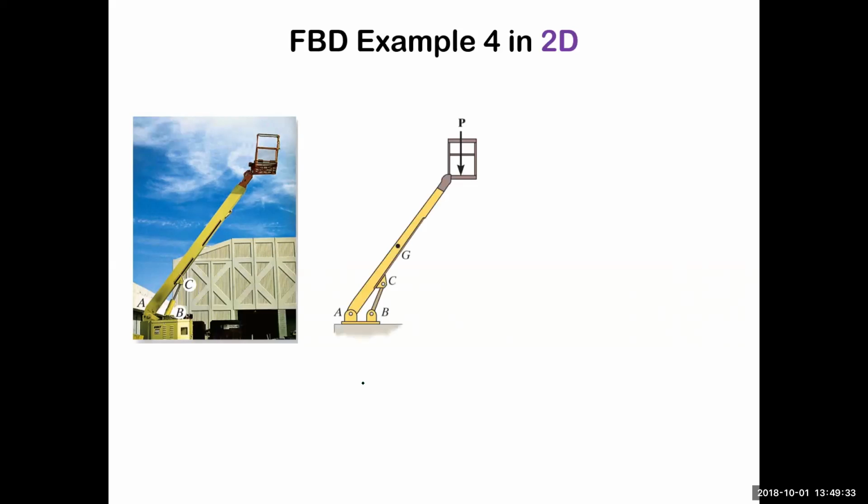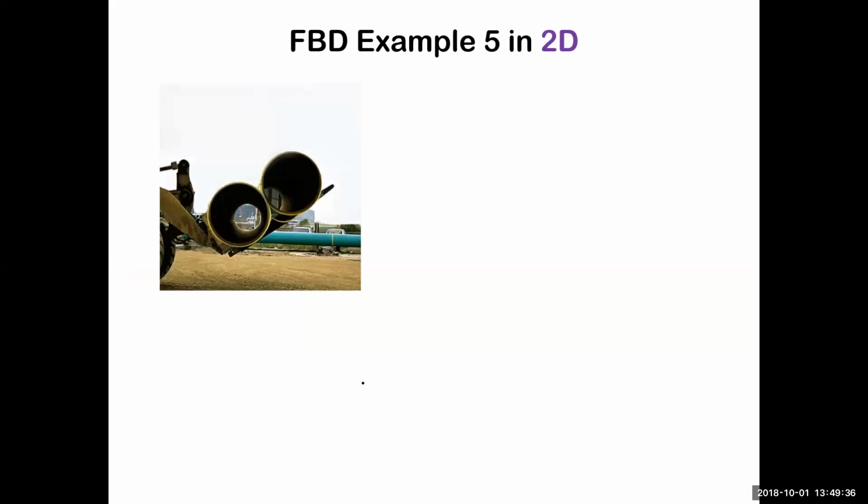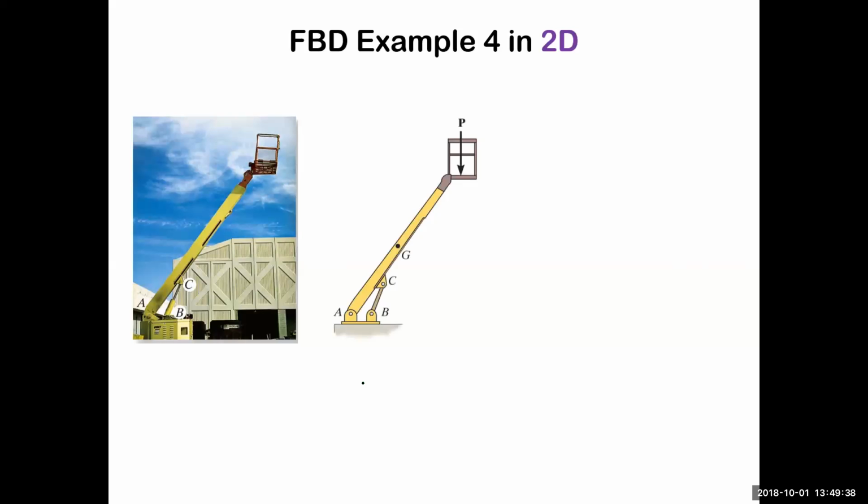Well, there's a couple other examples. Again, you've got this cherry picker thing, and suppose you are looking at that beam here, and the platform has some force P acting on it. And they've labeled G, which is the center of gravity, so presumably they're going to tell you the mass of that cherry picker. And then there's this stuff going on here at C, and at A, and at B.